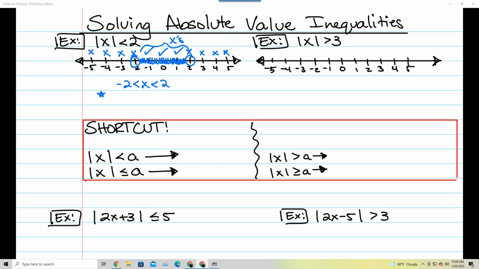Okay, so that's why I was able to write it as one set. It's all of these numbers right here. It's one set. So we're going to go ahead and write this as one set only.